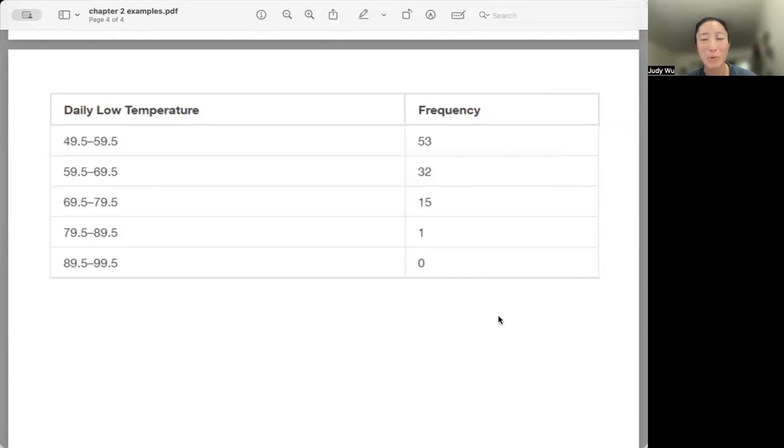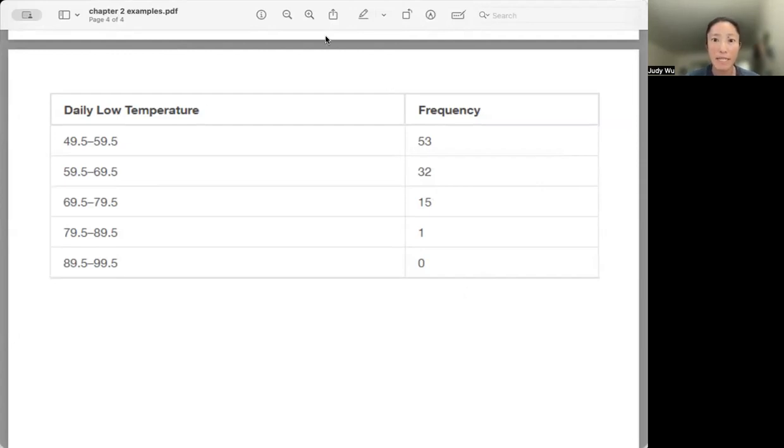In this video, we're going to take a look at finding the standard deviation for what we call grouped or binned data. Over here, I have a data set. We've got bins of daily low temperatures and frequencies.